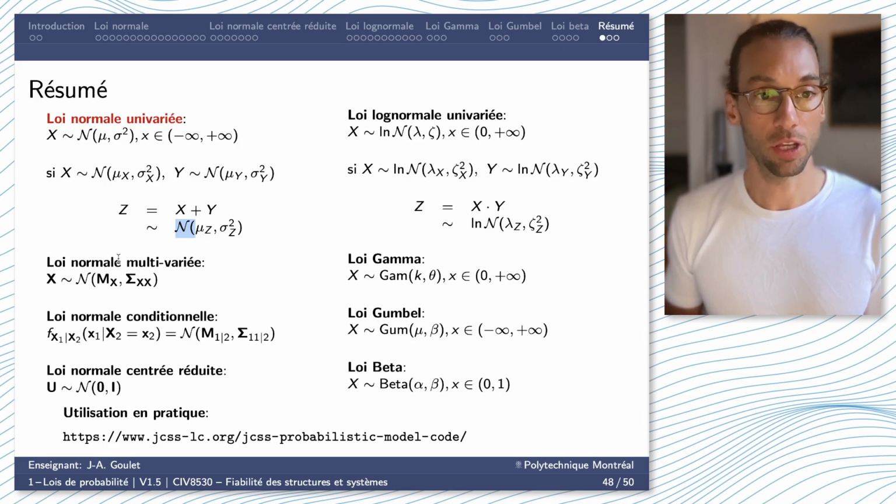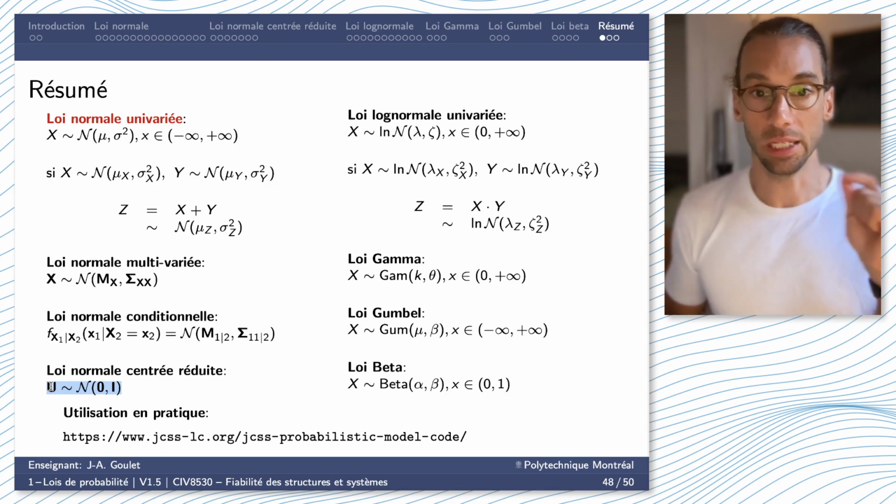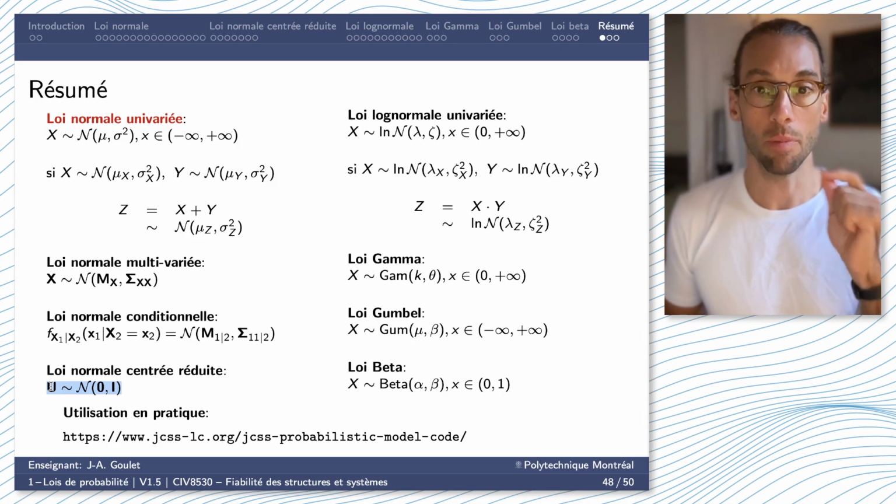So we can have the distribution for the multivariate case, defined by mean vector and covariance matrices. We have access to conditional distributions that are still Gaussian. And we can do transformation from an arbitrary X space to the standard normal space. And this is what we're going to reuse to define the reliability index that we're going to see in module 2.